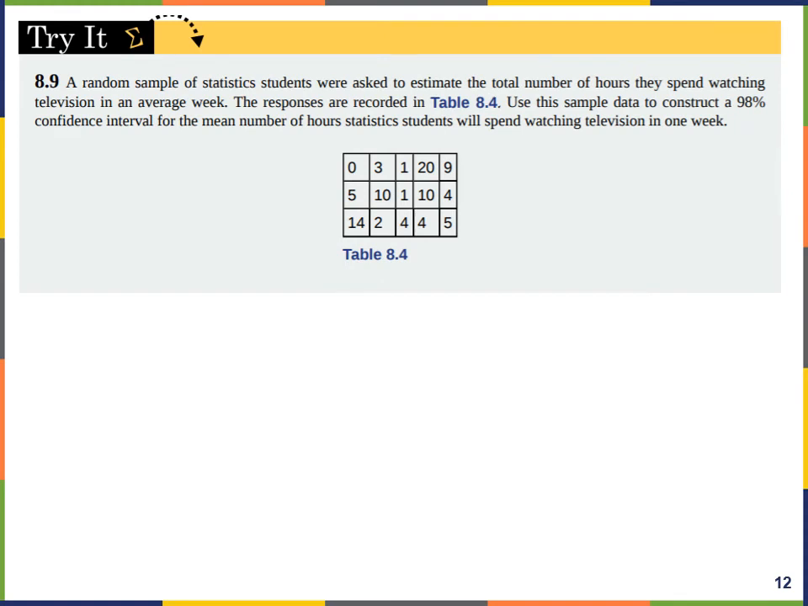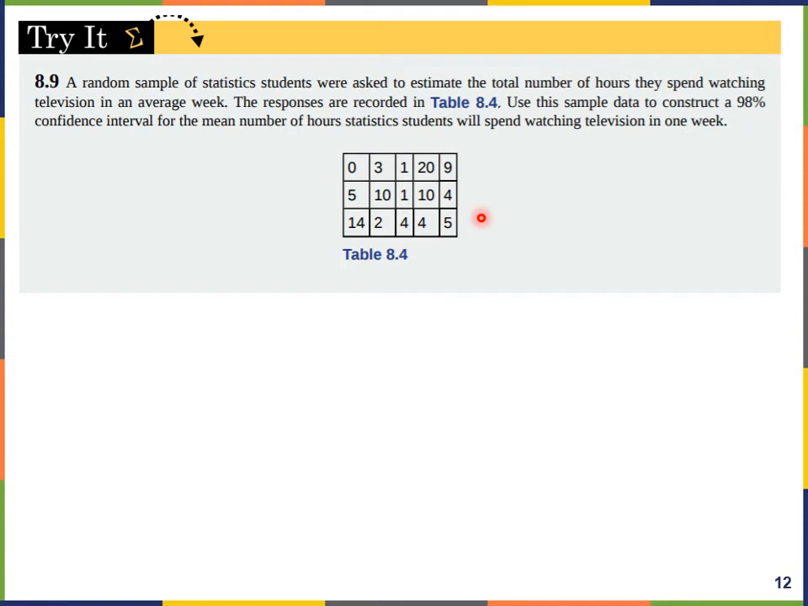All right, so here's another one. A random sample of statistics students were asked to estimate the total number of hours they spend watching television in an average week. So the responses are recorded, and these are the number of hours that was recorded. So here they give you all the data that you need. Okay, so we're going to use this sample data to construct a 98% confidence interval estimate for the mean number of hours statistics students will spend watching television.